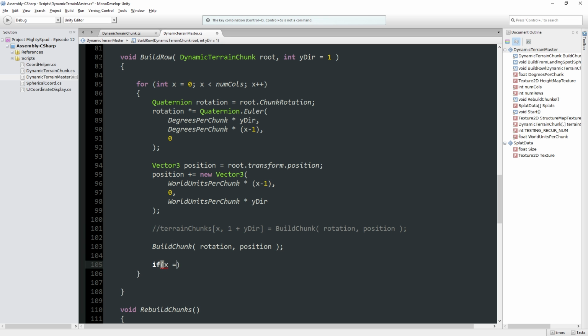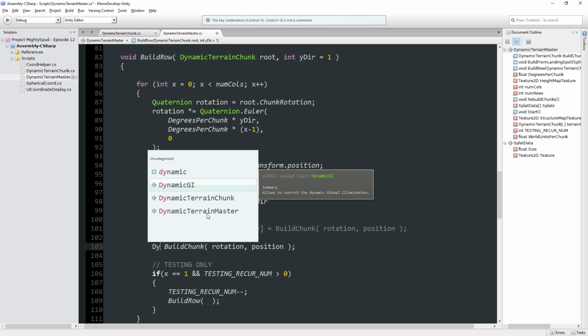testing only, if x is equal to 1, so if we're in the center column, then we're going to call build row again. So if x is equal to 1 and testing recur number is greater than 0, then the first thing we're going to do is decrement the recursion number. But then we're going to call build row again with this current chunk.